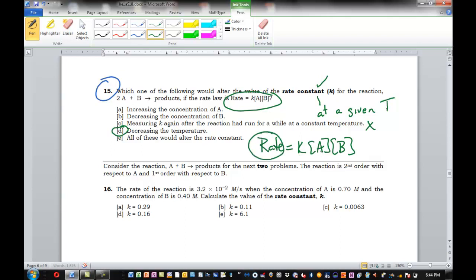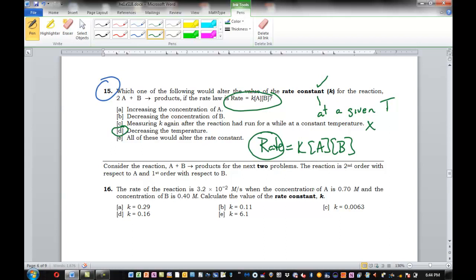This is a first order. If I double A, the rate doubles. If I triple A, that's like an insurance company. If I triple A, then the rate triples. That's what first order means. So changing the concentration changes the rate. It does not change the rate constant unless the temperature changes.